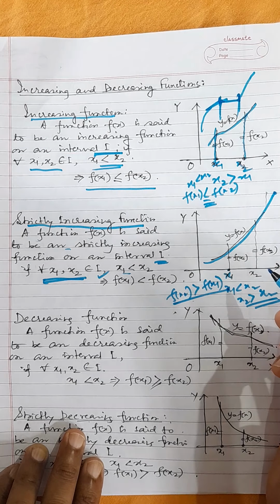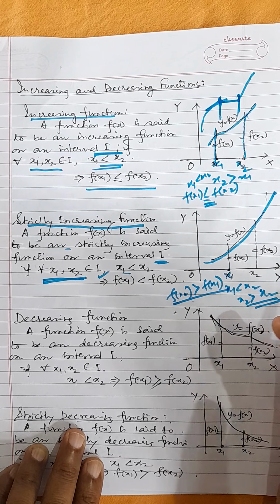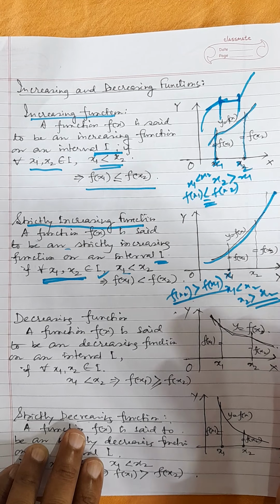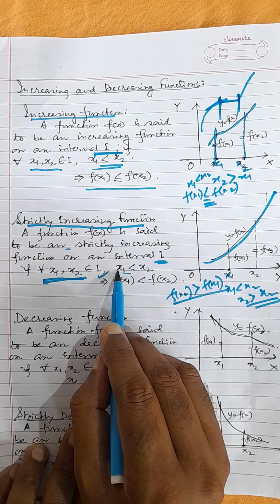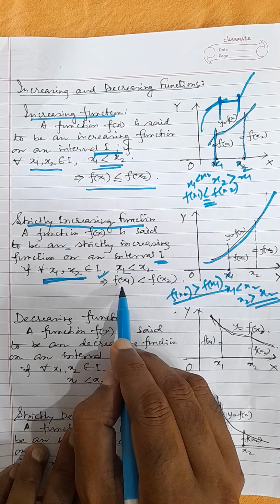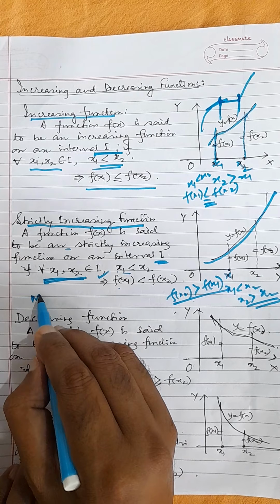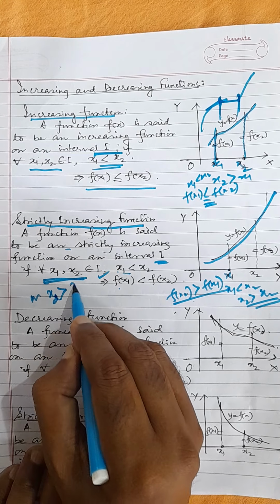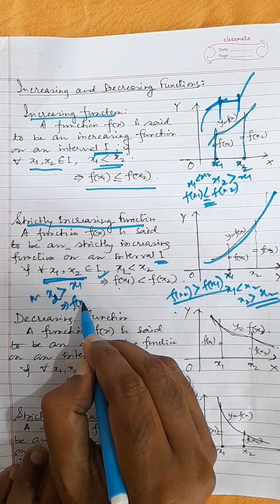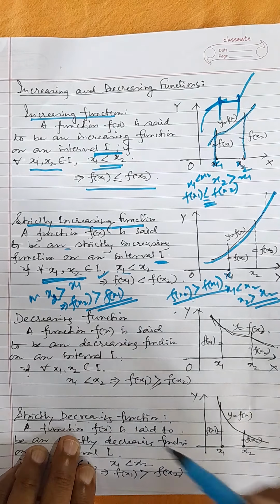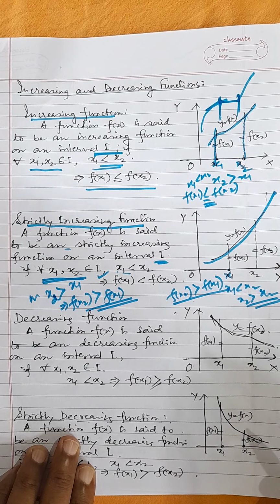Someone can write it in this way also. x2 is greater than x1 implies f(x2) is greater than f(x1). So here we are writing x1 is less than x2 implies f(x1) is less than f(x2), or we can say x2 is greater than x1 implies f(x2) is greater than f(x1). Someone can write in this way also. So that time the function is strictly increasing.